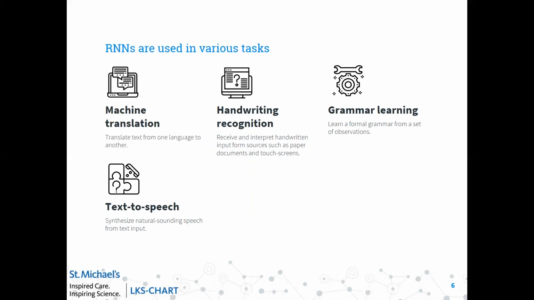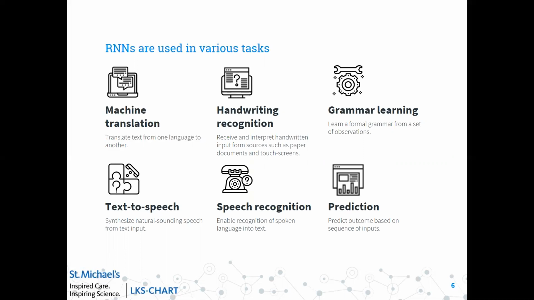In this case, the goal is to synthesize natural-sounding speech from text input. RNNs can be used for speech recognition. This is the opposite of text-to-speech. In this case, we are going from spoken language to text. And RNNs can also be used for prediction, that is predicting an outcome based on a sequence of inputs.